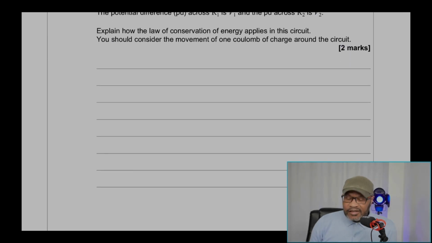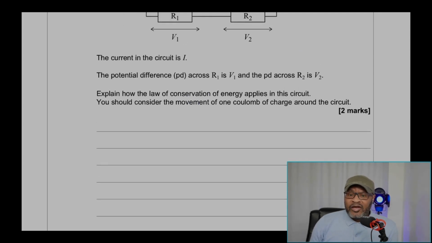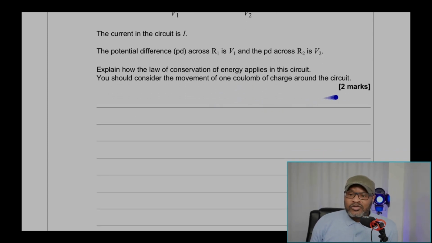In this case, the conservation of energy refers to Kirchhoff's second law, because whenever we're talking about energy in a circuit, we're referring to the potential difference. Potential difference supplies the energy to the electrons. Therefore, the total potential difference must be equal to the sum of the terminal PDs, and that's Kirchhoff's second law. But we need 2 points here, so you can write down any of these values.